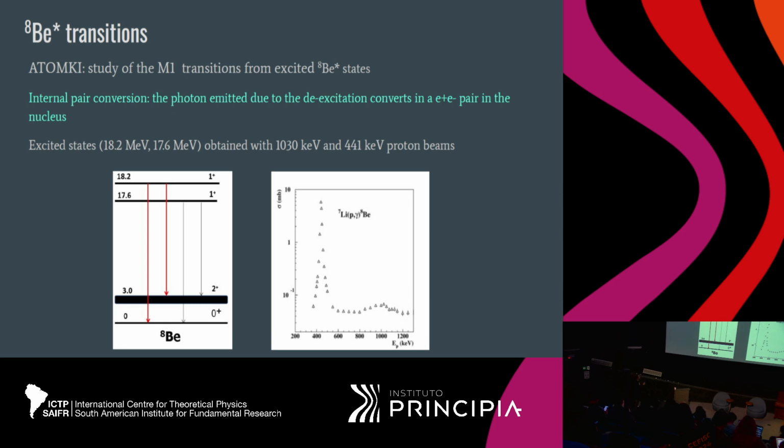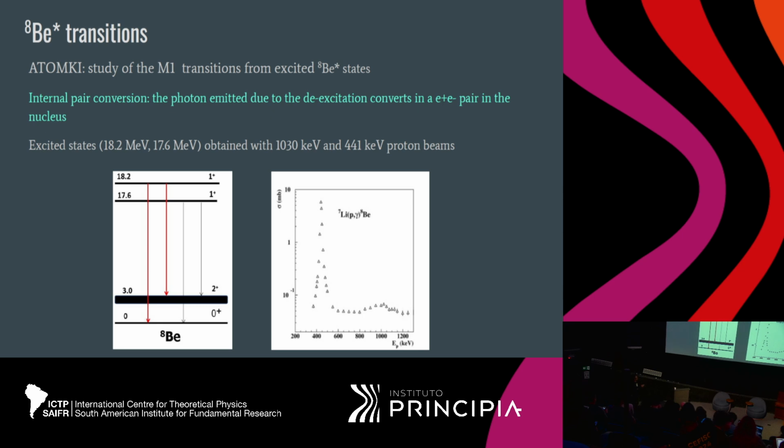So here, a bit more in detail, these are the excited states of beryllium-8, the states that they can produce with this very low energy proton beam impinging on this lithium target. And so you produce two excited states depending on the energy of the beam you use. You can go to 1 MeV or 0.4 MeV, and you produce two different excited states of these nuclei, and then they decay to the ground state of beryllium-8.